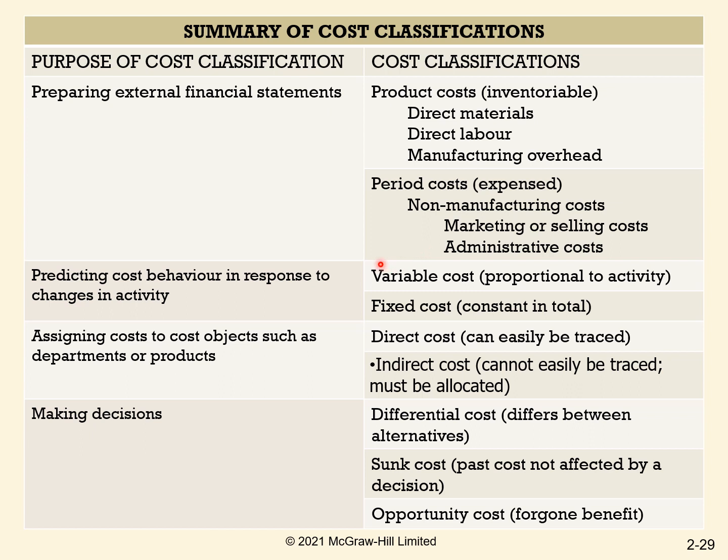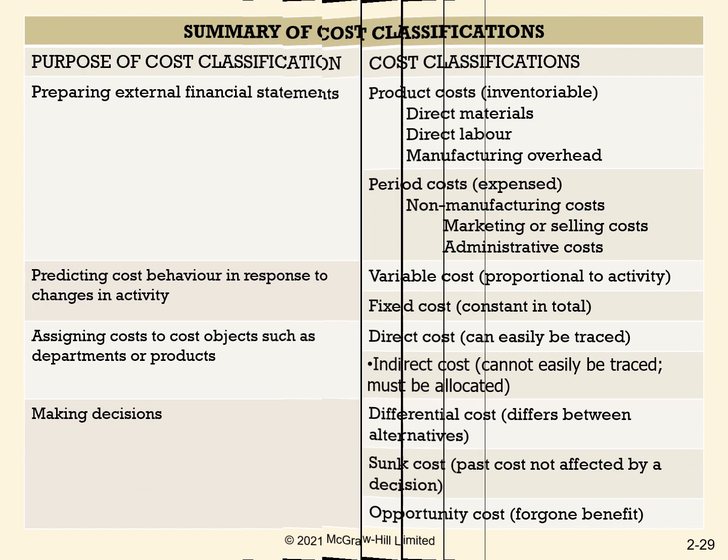So the next few ones we haven't talked about yet, we'll summarize here. When we're trying to predict cost behavior in response to changes in activities, so how are costs going to change when our activity changes, we're going to look at our variable costs and our fixed costs. When we're looking to assign cost to cost objects, such as departments or products, we'll look at our direct and indirect costs. And when we're making decisions, we'll look at our differential costs, our sunk costs, and our opportunity costs. Again, we haven't gone over these yet, so we'll cover them in the next few slides.